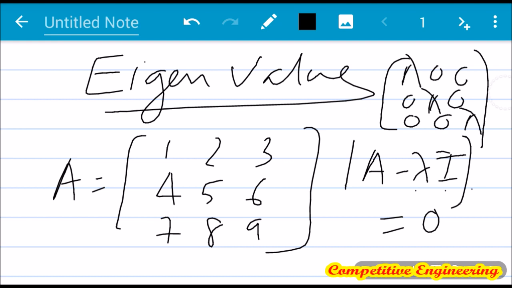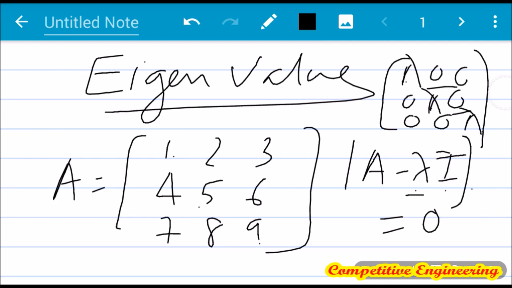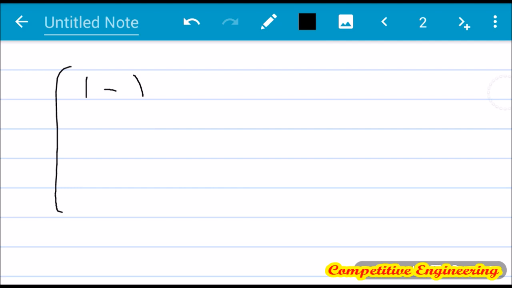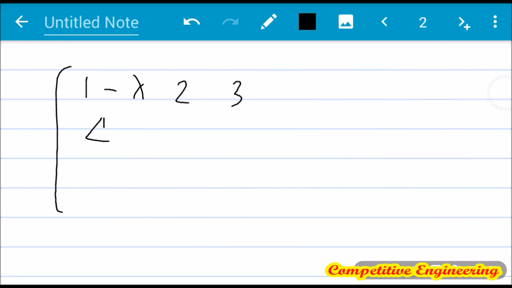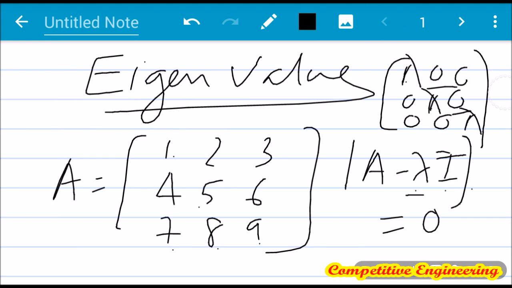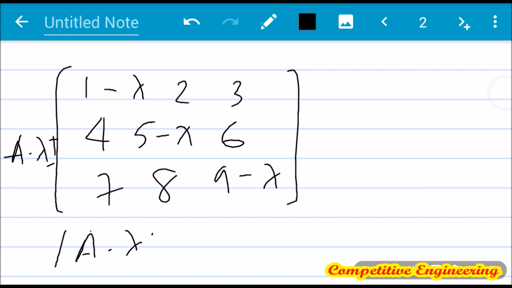So A minus lambda I gives 1 minus lambda, 5 minus lambda and 9 minus lambda on the diagonal, because all the other terms are 0. So A minus lambda I becomes the matrix 1 minus lambda, 2, 3; 4, 5 minus lambda, 6; 7, 8, 9 minus lambda. We will find the determinant of this A minus lambda I.